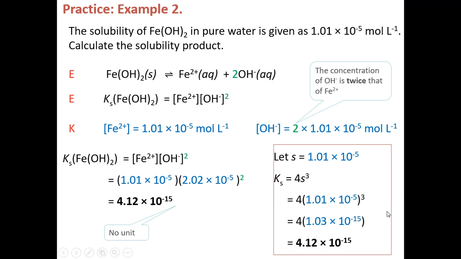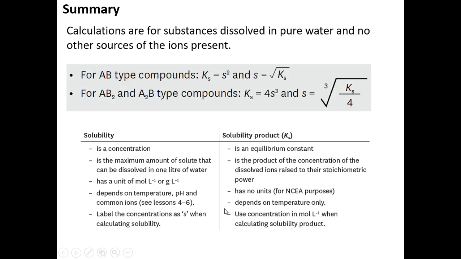Try and do it in as many steps as possible. Don't try and take shortcuts. And finally, here is a summary for AB. Ks is equal to S squared. For the others, Ks is equal to 4S cubed. And here's a summary, and we will go over that again in later videos.